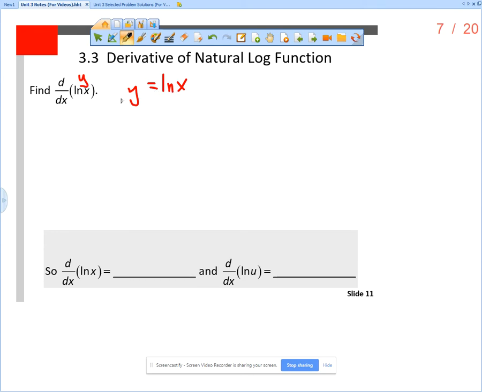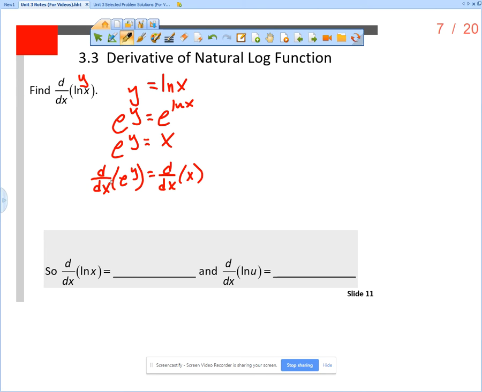If y is the natural log of x, then I can exponentiate each side and say that e to the y equals e to the natural log of x, or e to the y equals, well, remember, e to the natural log of x is just x. Now I'm going to take the derivative with respect to x of e to the y, which equals the derivative with respect to x of just x.